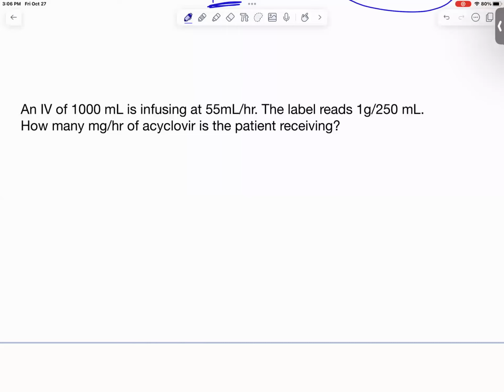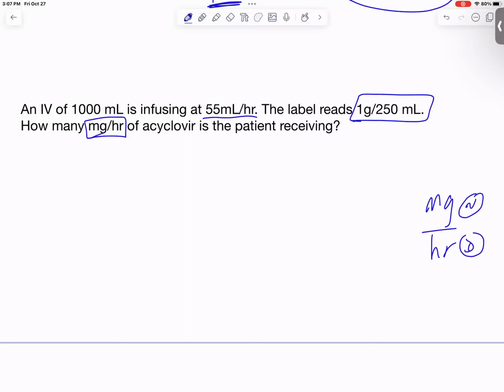So the question is, an IV of 1,000 milliliters is infusing at 55 milliliters an hour. It's labeled with 1 gram and 250 milliliters. And it's asking you how many milligrams an hour of this medication is a patient getting. So it's asking for milligram an hour. So I need milligram in my numerator, hour in my denominator. So where do I start with some of this? Well, I have time again. All right. So when I have time, I always look for that volume over time. And there it is. So 55 milliliters over an hour. So I've used that.